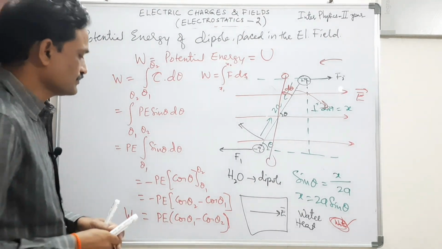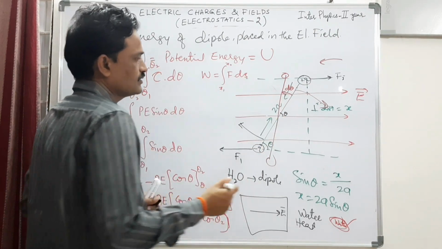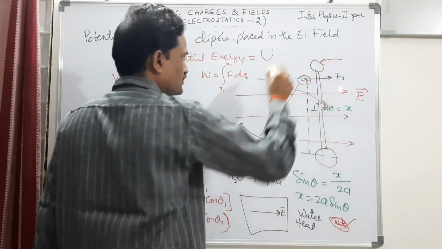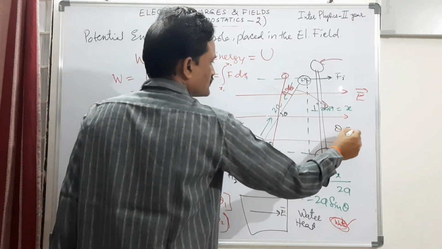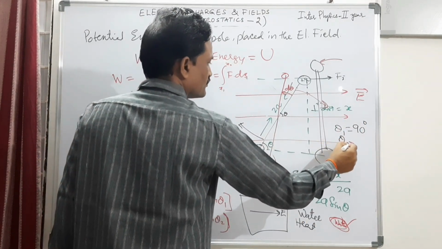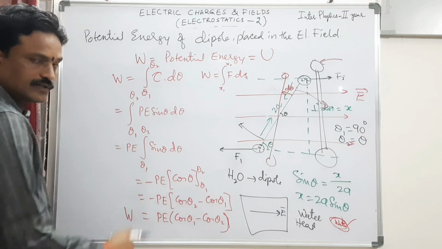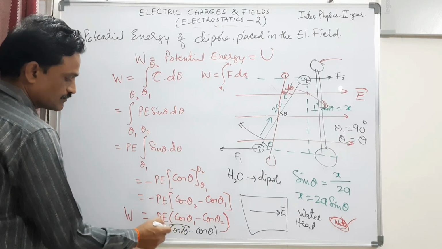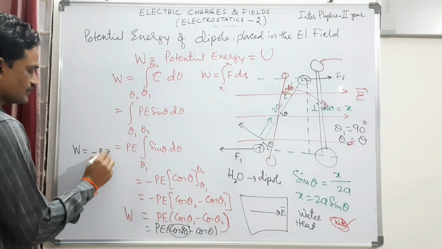I imagine that initially the electric dipole is at 90 degrees to E. That means initially it is like this. So this is the initial direction, the initial position of the electric dipole. In this case, I have to substitute theta 1 is equal to 90 degrees. So from the 90 degree position, I am rotating it by some angle theta. So I substitute theta 1 as 90. What is the value of cos 90? Cos 90 is 0. PE into cos 90 minus cos theta, cos 90 is 0. So I will get W is equal to minus PE cos theta.